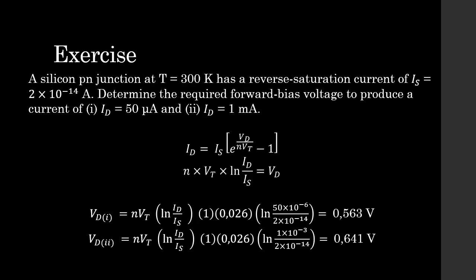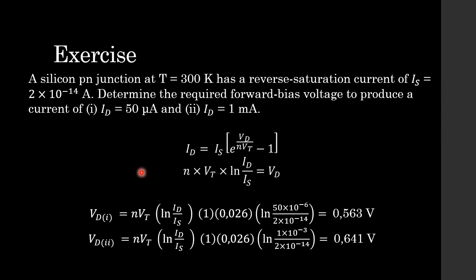A silicon PN junction at a temperature of 300 Kelvin has a reverse saturation current of 2 times 10 to the minus 14 amps. Determine the required forward bias voltage to produce a current of 50 microamperes, and secondly, for a current of 1 milliampere. So this is a very simple exercise to get you guys familiar with the diode equation.